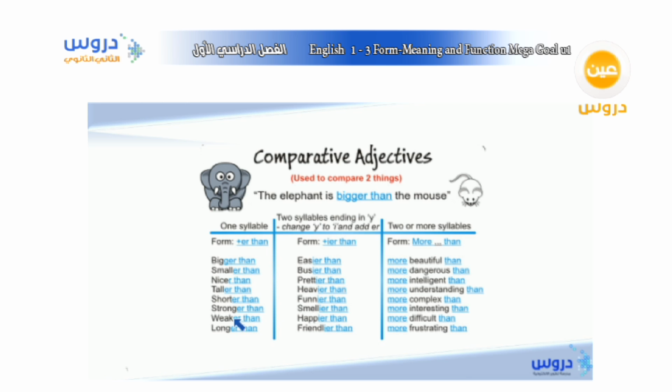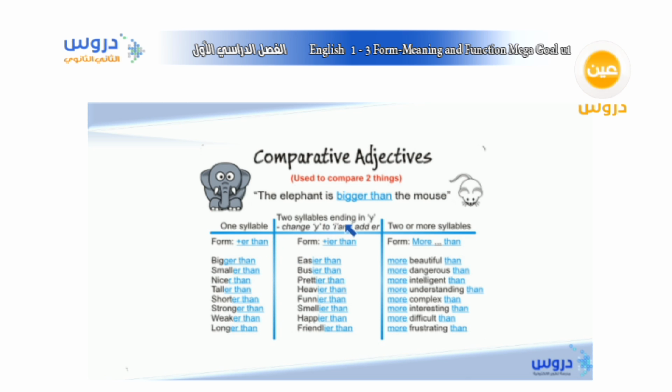So we don't double the final letter because it ended with two vowels and one consonant. One vowel, one consonant, we double the last letter. And the other words, I think it's clear.